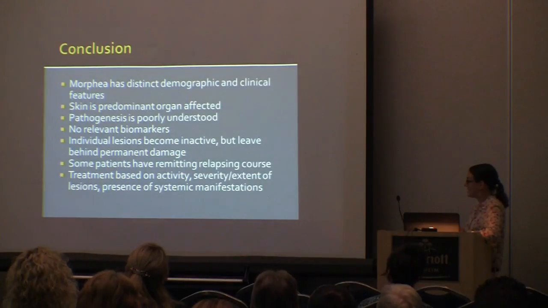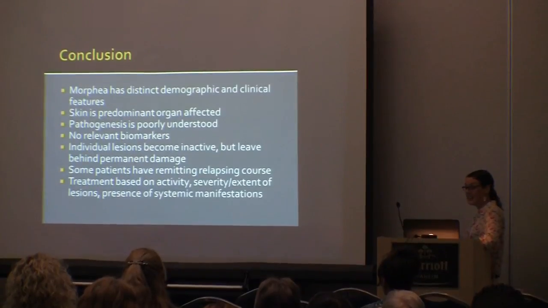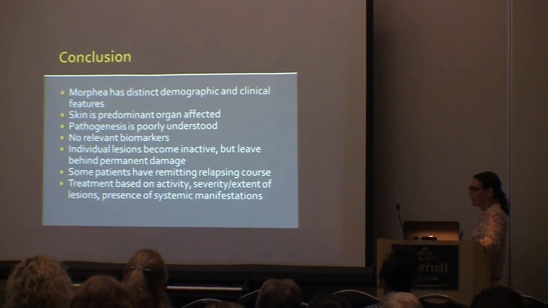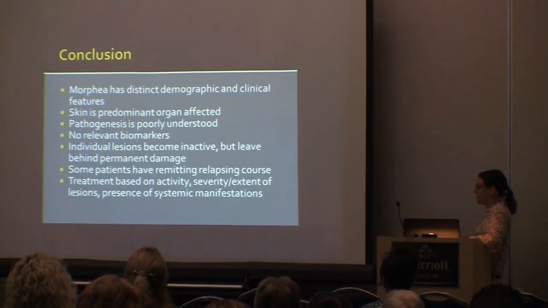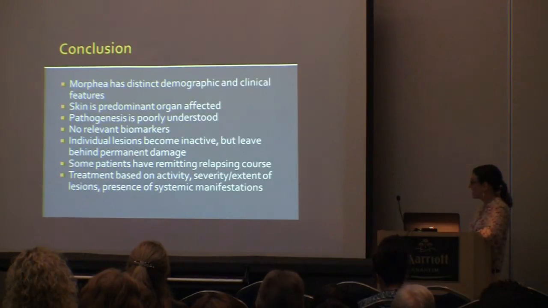So that is it. The points I'd like for you to take home are: Morphea has distinct demographic and social features from scleroderma, and people with morphea don't get scleroderma. Skin is really the predominant organ affected, so the majority of people with morphea are otherwise healthy, but the devastating effects can be in function and cosmetic impairment. We don't understand a lot about the pathogenesis, but that is changing, thankfully.